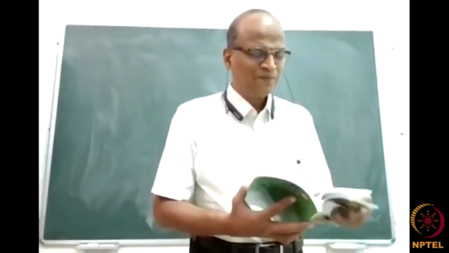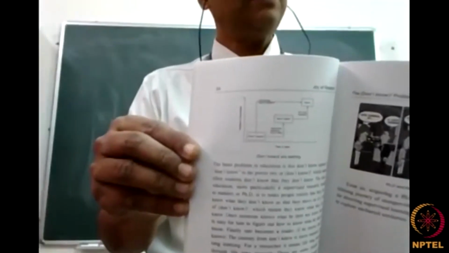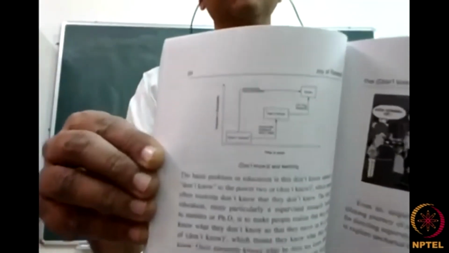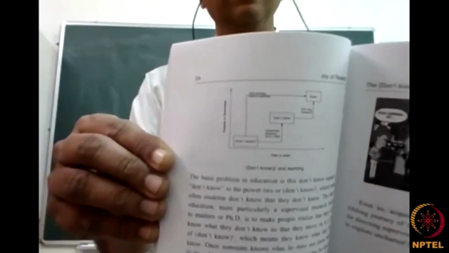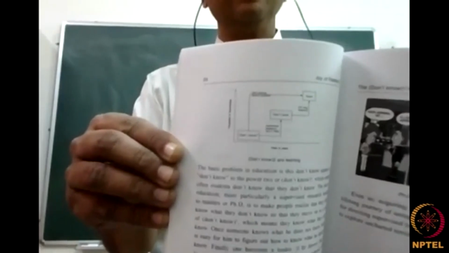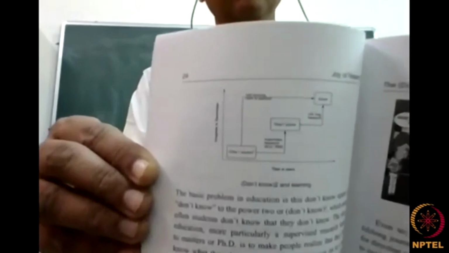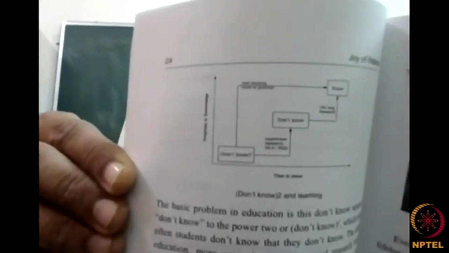Now, in this, I talk about the do-know square. Are you able to see this? Can you see this? Hello? Can somebody respond? Yes, sir. Now we can see and listen.